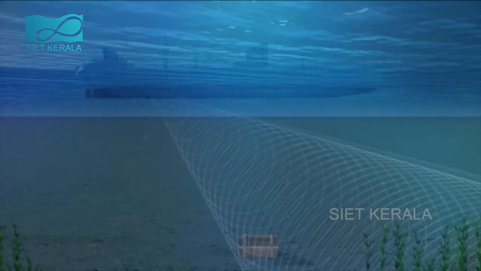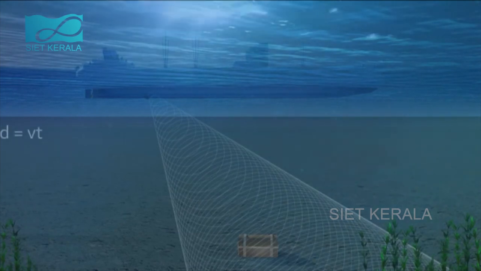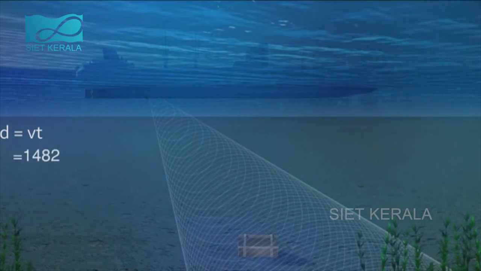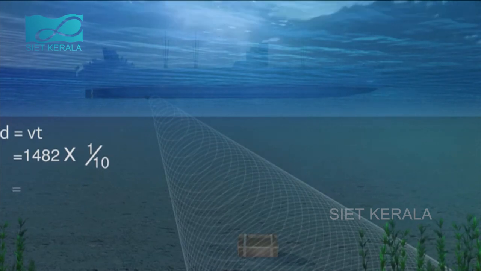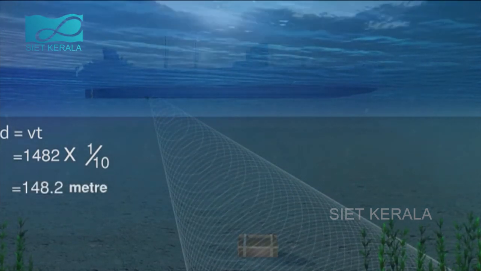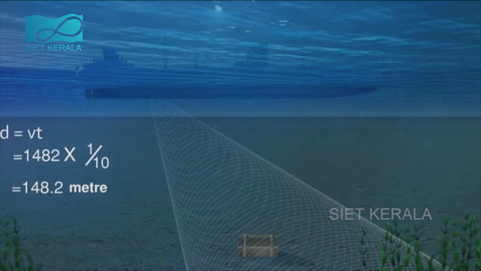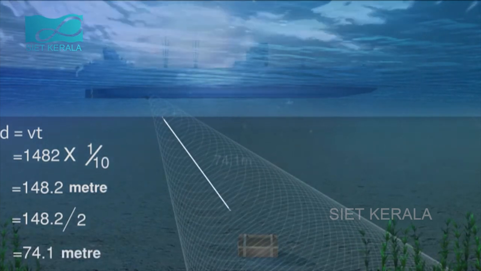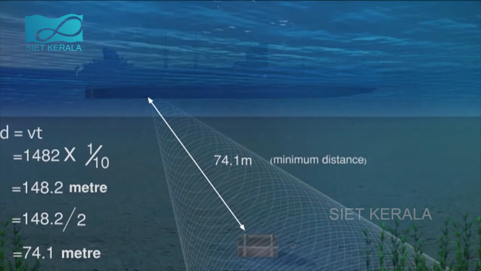How much distance should exist between source and reflecting surface underwater if echo is to be heard? D equals VT. Speed of sound in water is 1482 meters per second. If the time of persistence of sound, that is 1 by 10 second, is considered, then distance equals 1482 into 1 divided by 10 equals 148.2 meters. The distance between source and surface is 148.2 divided by 2 equals 74.1 meters.